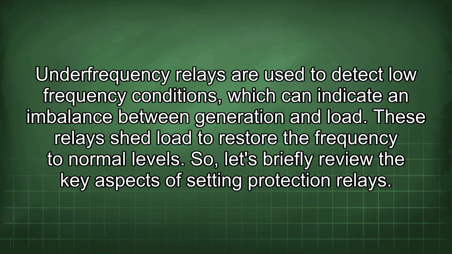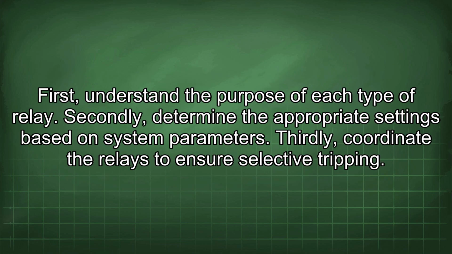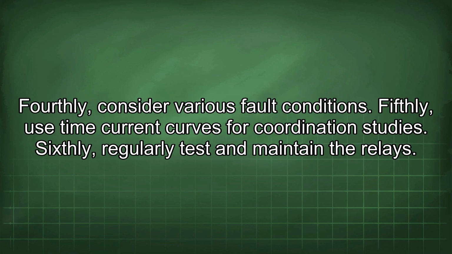So, let's briefly review the key aspects of setting protection relays. First, understand the purpose of each type of relay. Secondly, determine the appropriate settings based on system parameters. Thirdly, coordinate the relays to ensure selective tripping. Fourthly, consider various fault conditions. Fifthly, use time-current curves for coordination studies. Sixthly, regularly test and maintain the relays.